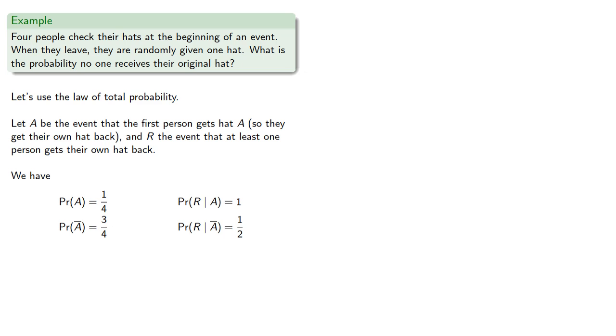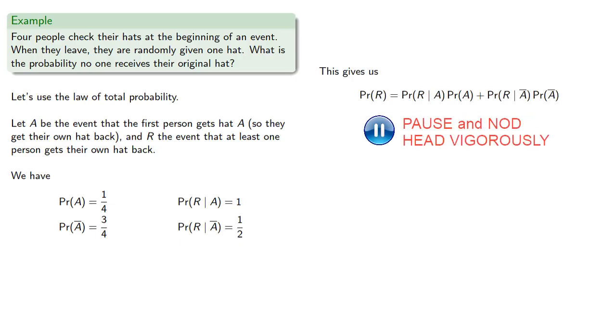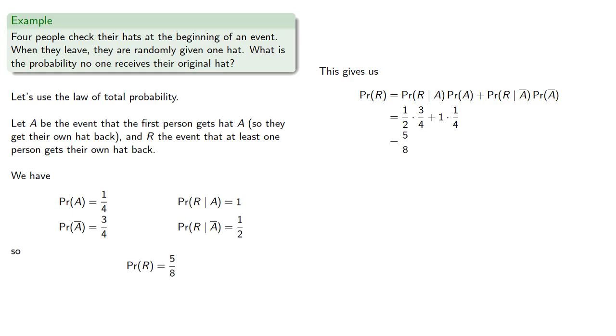Our law of total probability says the probability of R is 5/8, and remember, that's the probability that at least one person got their hat back. So the probability nobody did is, once again, 3/8.